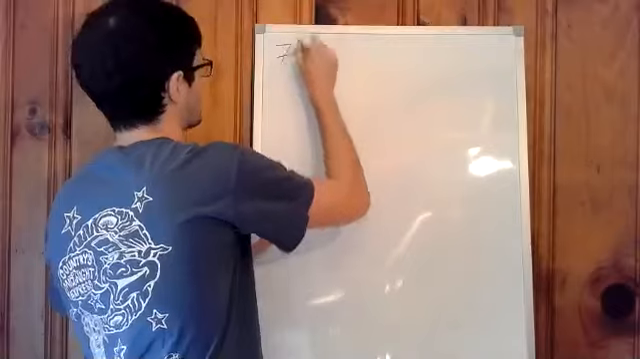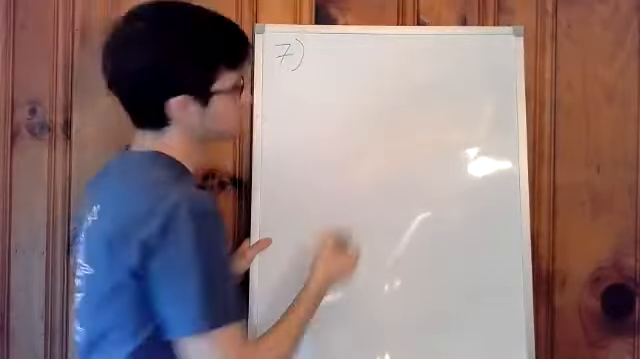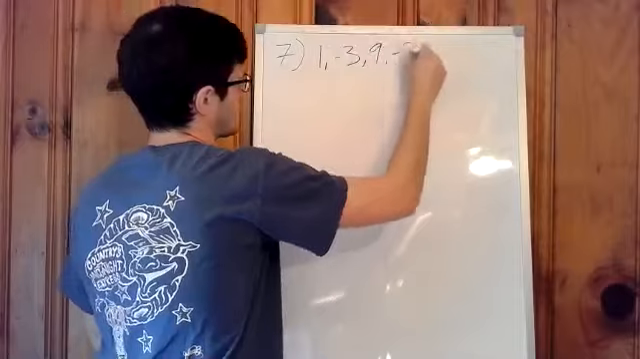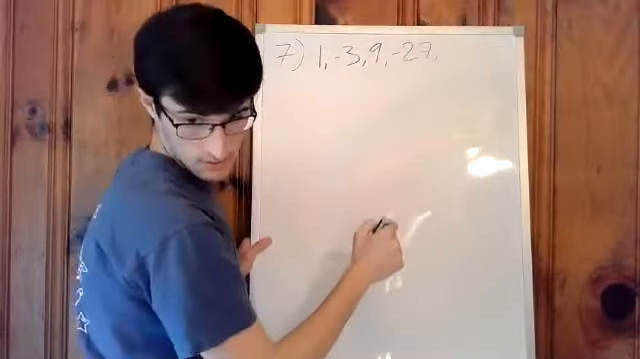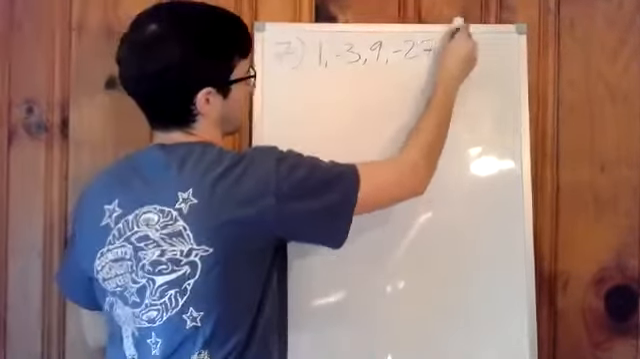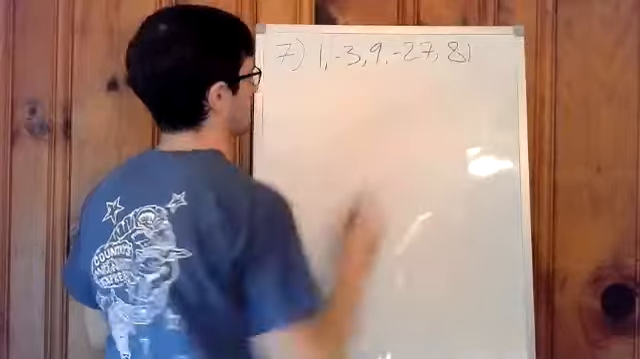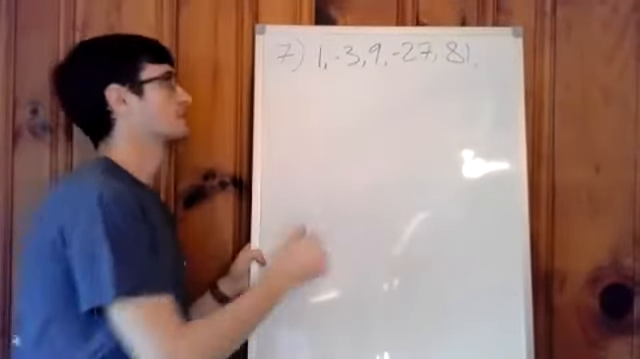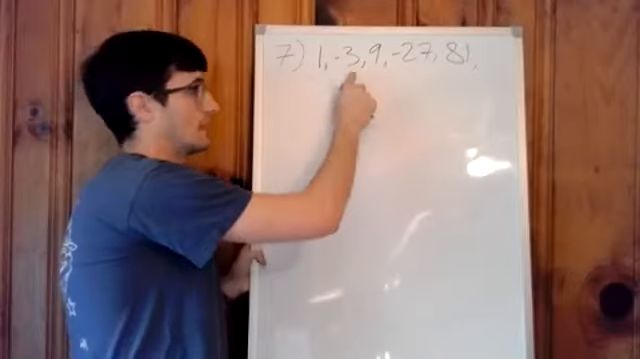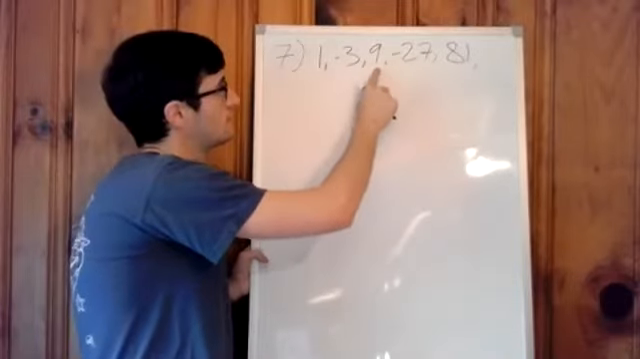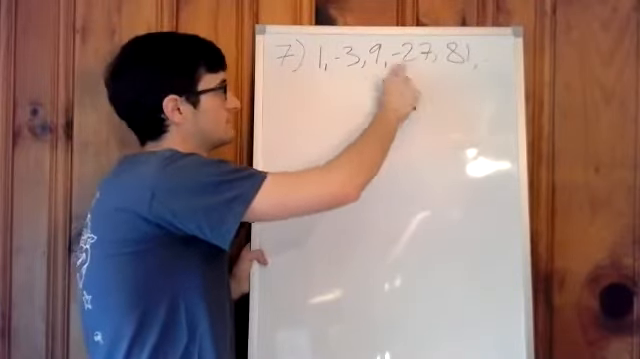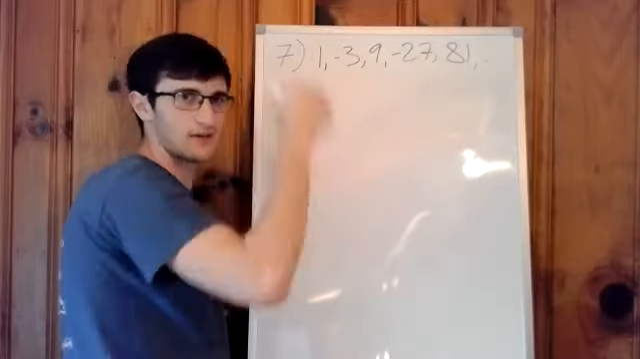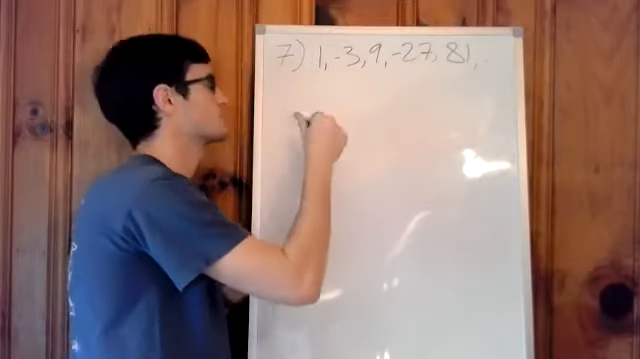So 7. Okay, so we have 1, -3, 9, -27, 81. Okay, so it's not going to be arithmetic because look at the difference there. That's a difference of 4. That's a difference of like 12. That's a difference of 36. So it's not going to be arithmetic. So let's just skip to geometric.